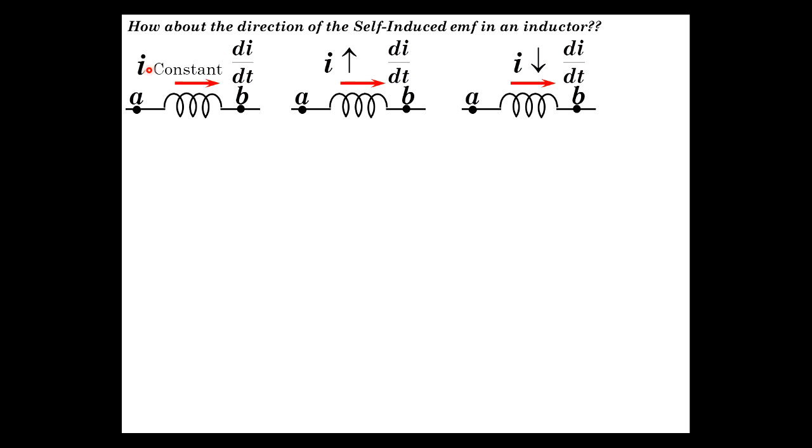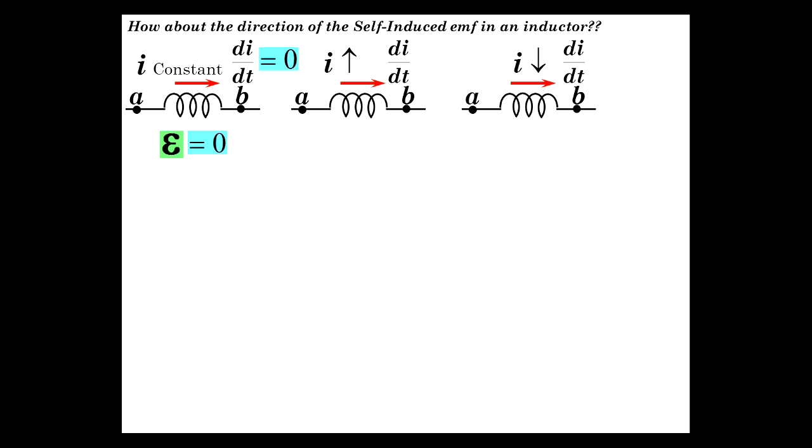First scenario, constant current. What's dI/dt? Obviously 0. Therefore, if there is no dI/dt, then L dI/dt is 0. So, nothing. Constant current sits there, no EMF across, no voltage across the inductor.